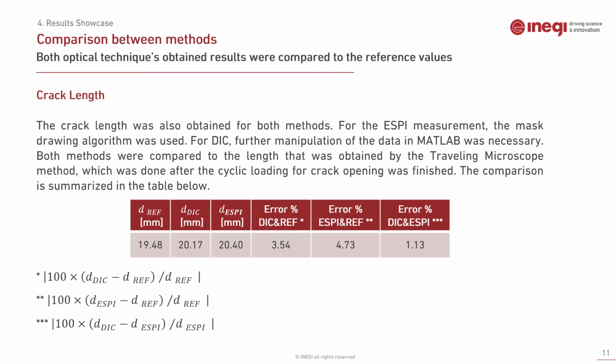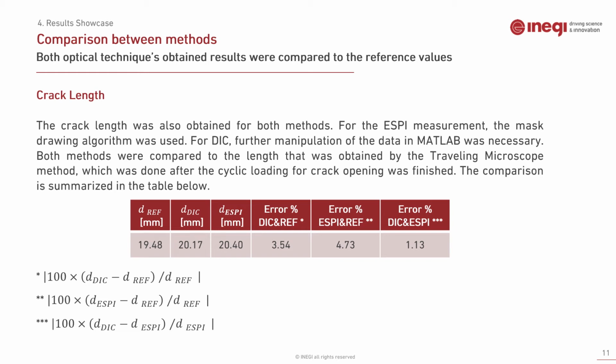Showcasing now the obtained results for both methods, the first is the crack length measurement. For DSPI, the just presented methodology was utilized, but for DIC, manipulation of the obtained data in MATLAB was necessary. Then, the obtained values were compared with the crack length obtained from the traveling microscope method, executed right after the fatigue loading for the crack generation.